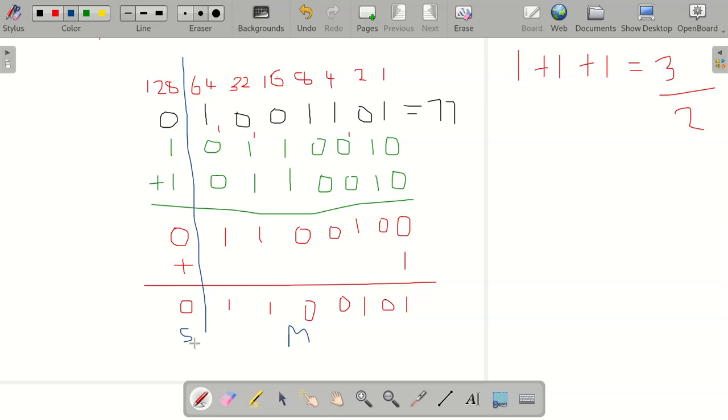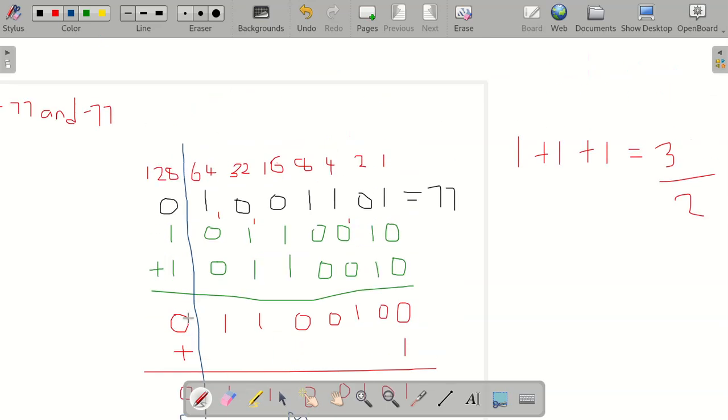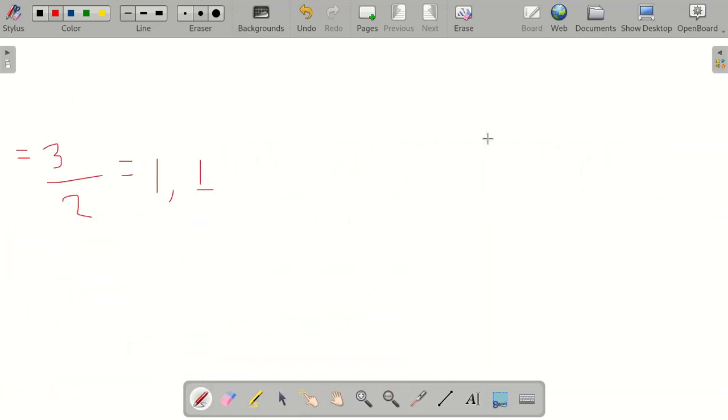So the sign, remember, a 0 represents a positive in binary. Then a 1 represents a negative. So we need to understand what's the outcome for negative 77 and negative 77. So in mathematics, again, we know that we have a negative plus another negative number. So this is the same as plus times negative, we get a negative. So it's negative 77 minus 77.